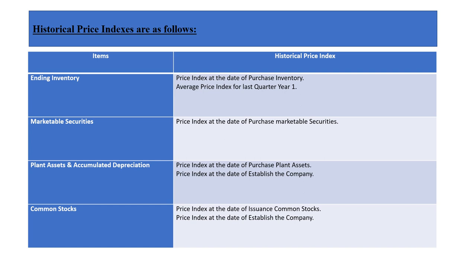The ending inventory's historical price index is the price index at the date of purchase of the inventory, if it is available. If it is not available, we use the average price index for the last quarter of year one. For marketable securities, the historical price index is the price index at the date of purchase of the marketable securities. For plant assets and accumulated depreciation, it is the price index at the date of purchase of the plant assets, or the price index at the date of establishing the company. For common stocks, it is the price index at the date of issue of the common stocks, or the price index at the date of establishing the company.